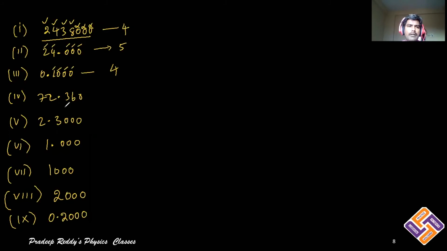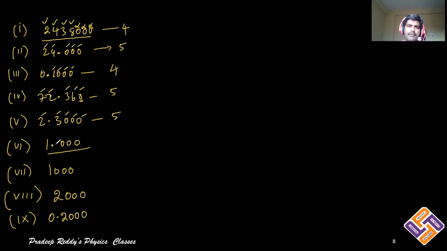Now coming to this 72.360, all are non-zeros except this 0, and this is after the decimal point. So how many significant figures are there? 1, 2, 3, 4, 5. 5 significant digits. Next, coming to this, there is a decimal point and it is greater than 1. Greater than 1, after the decimal point, all zeros are significant. 1, 2, 3, 4, 5.